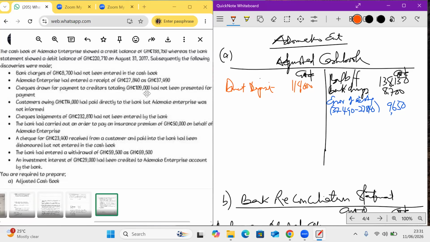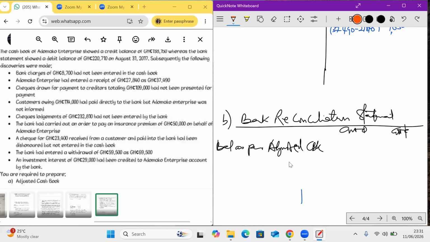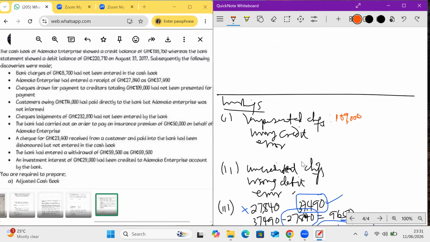Okay. So check lodgement. So that's an uncredited check. A check lodgement had not been entered by the bank, so it goes on credit straight away. What's the figure? 232,810.